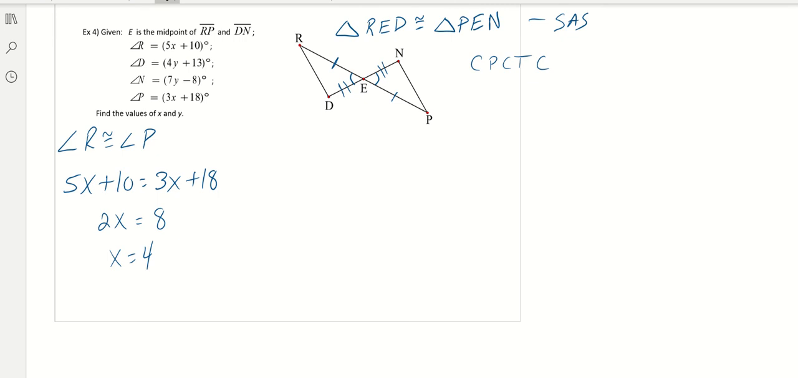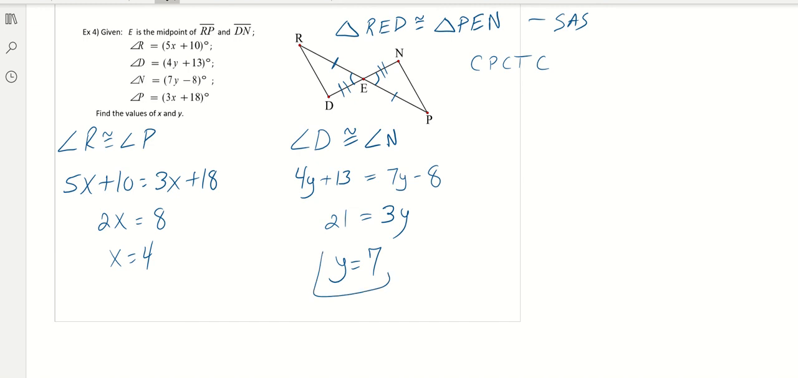What else do we have? We have angle D. All right, well, what is angle D congruent to? Where is D? D is third. N is third. So angle D is congruent to angle N, that is 4y plus 13 equals 7y minus 8. I add 8 to both sides, I get 21. Subtract 4y from both sides, we get 3y. And y has to equal 7, right? 3 times 7 is 21. There you go. We got y, we've got x. Very good.